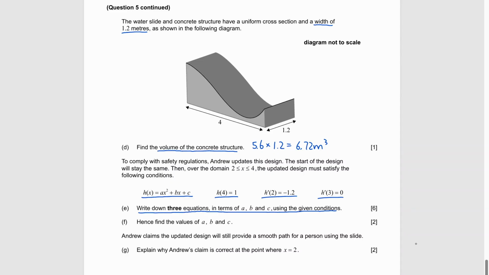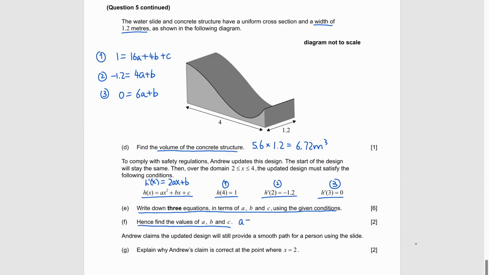From each condition, we can write one equation in terms of a, b, and c. For the first condition, substitute directly into h. For the second condition, differentiate h first and then substitute. For the third condition, do the same to get equation 3. With these 3 equations, we can solve the system to find a, b, and c.